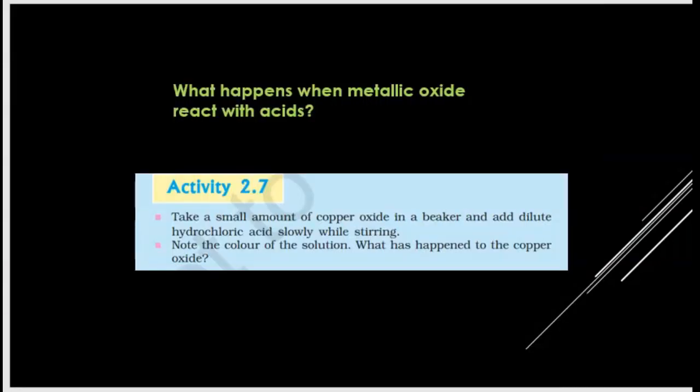Next we are going to see what happens when a metallic oxide reacts with acid. Activity 2.7 says: take a small amount of copper oxide in a beaker. Copper oxide, that is CuO, and add dilute hydrochloric acid slowly while stirring. Note the color of the solution and what has happened to the copper oxide. Okay, let's go and check.